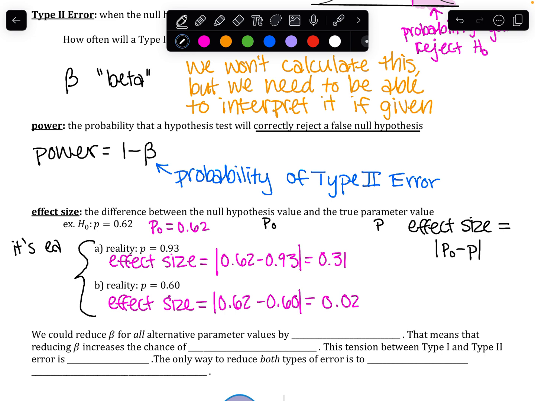It's easier to make the correct decision when effect size is large. So when that true proportion is very different from your hypothesized proportion, it's going to be easier for you to make the right call and reject it. But when they're super close, you might fail to reject when really you should have rejected.